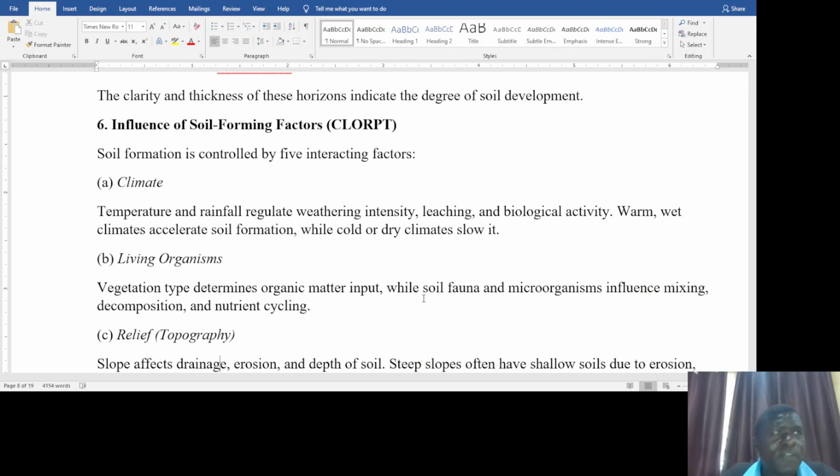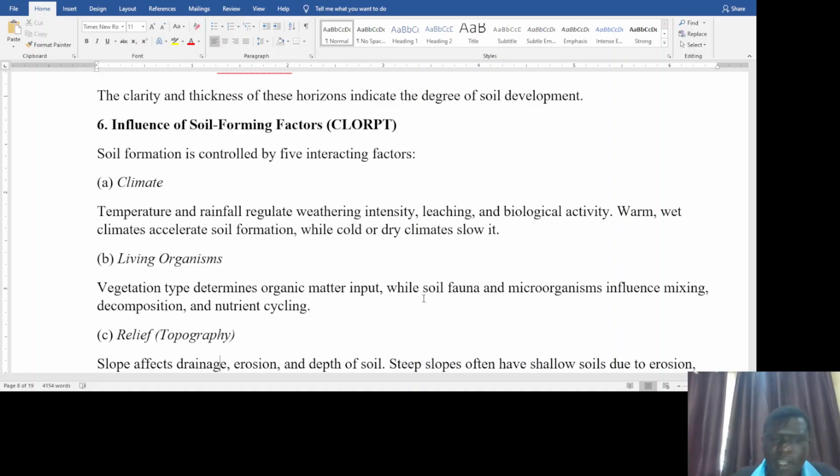The next influencer are the living organisms, especially the plants or the fauna. The vegetation type determines the organic matter input and soil protection, while soil fauna of animals and microorganisms influence the mixing, decomposition, and nutrient cycling. Living organisms, plants, animals, microorganisms, and man play a great role in influencing the other soil forming processes or weathering through their activities and through their contributions directly as organic matter.